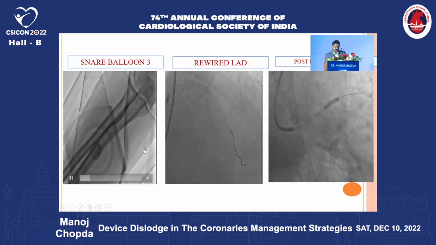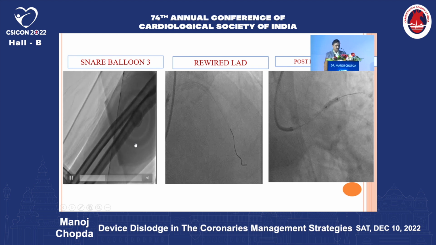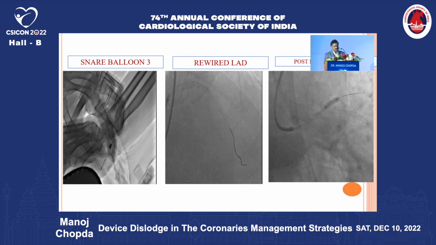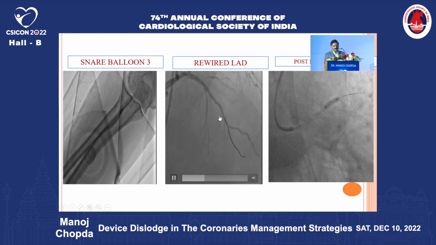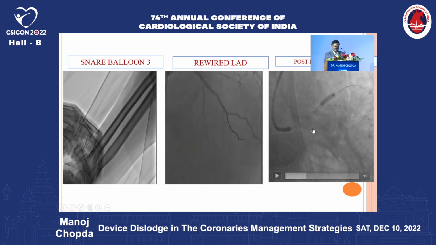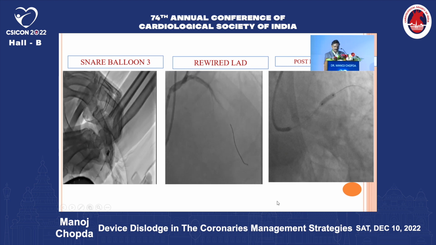This was the snare which caught hold of the stent, and we could remove it through the sheath. And then again we rewired the LAD and completed the procedure. Kissing of the LAD diagonal, and that was completed.